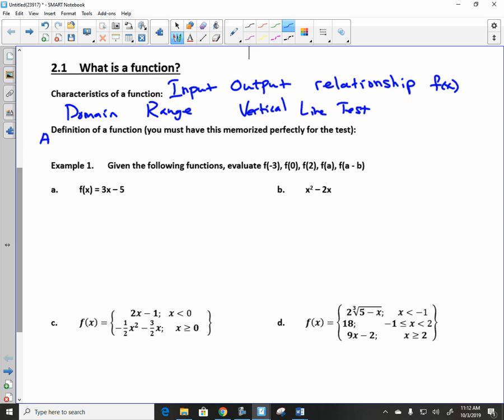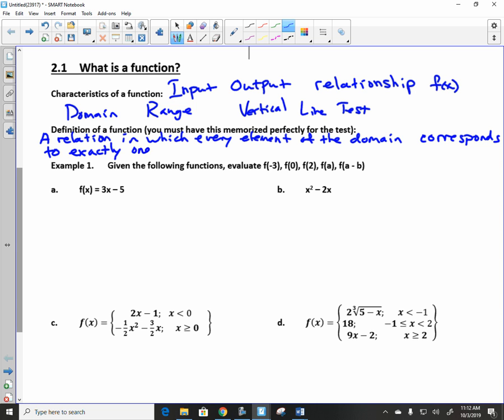A function is a relation in which every element of the domain corresponds to exactly 1 element of the range. I should say of, not in.